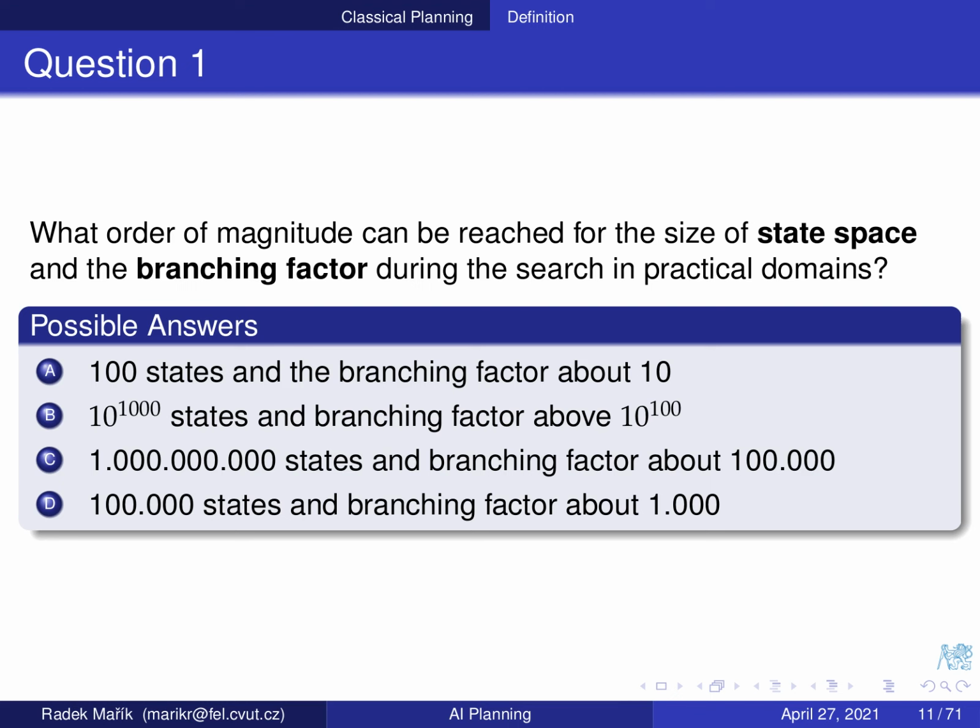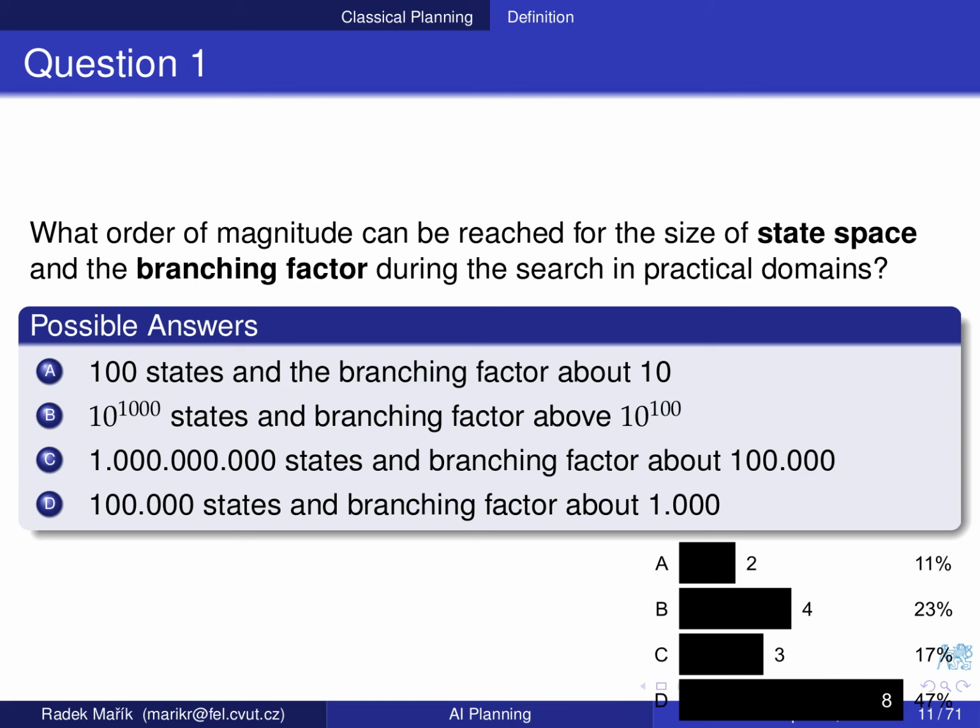We have 17 responses. So here is the response. Let's say almost half of you think that D is something which is realistic. Some of them believe that this weird B is actually the right answer, and some of them take A and C.